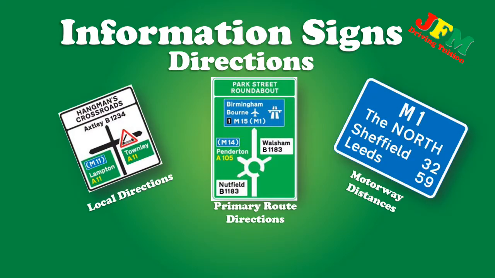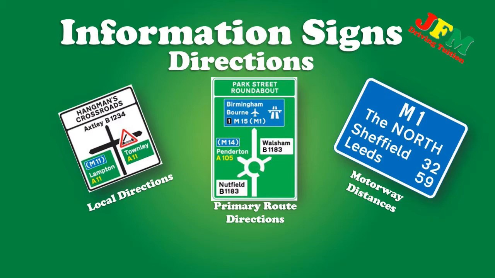Square or rectangular signs give you directions and/or information. Directional signs use different colours depending on the road that they are either on or referring to. For instance, this white sign is giving directions at a crossroads located on a B road. Note how the B road, the B1234, is crossing the A road, which has been highlighted in green, in this case the A11. It also shows that if you turn left, you head towards the M11.